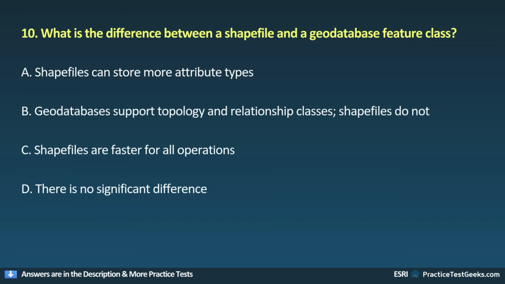10. What is the difference between a shapefile and a Geodatabase feature class? A. Shapefiles can store more attribute types. B. Geodatabases support topology and relationship classes. Shapefiles do not. C. Shapefiles are faster for all operations. D. There is no significant difference.